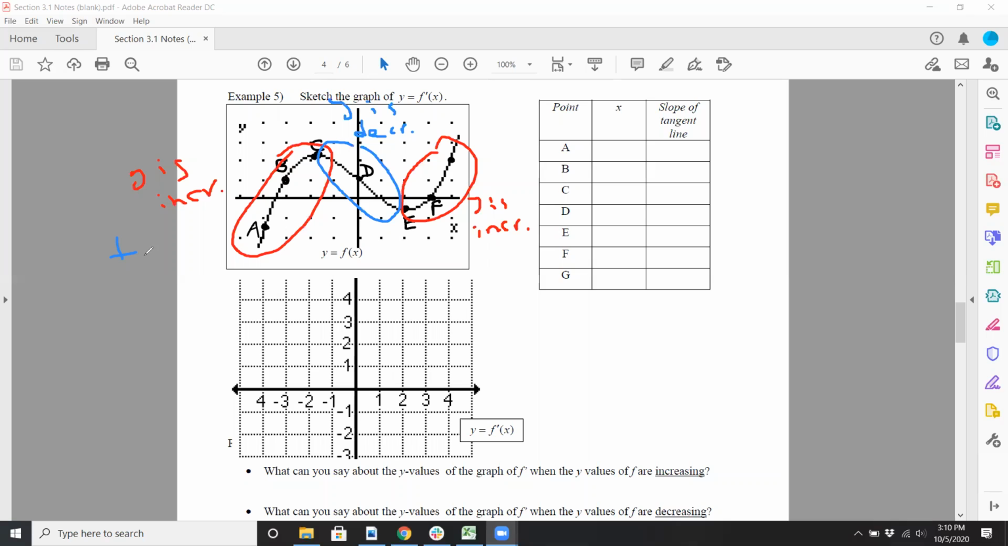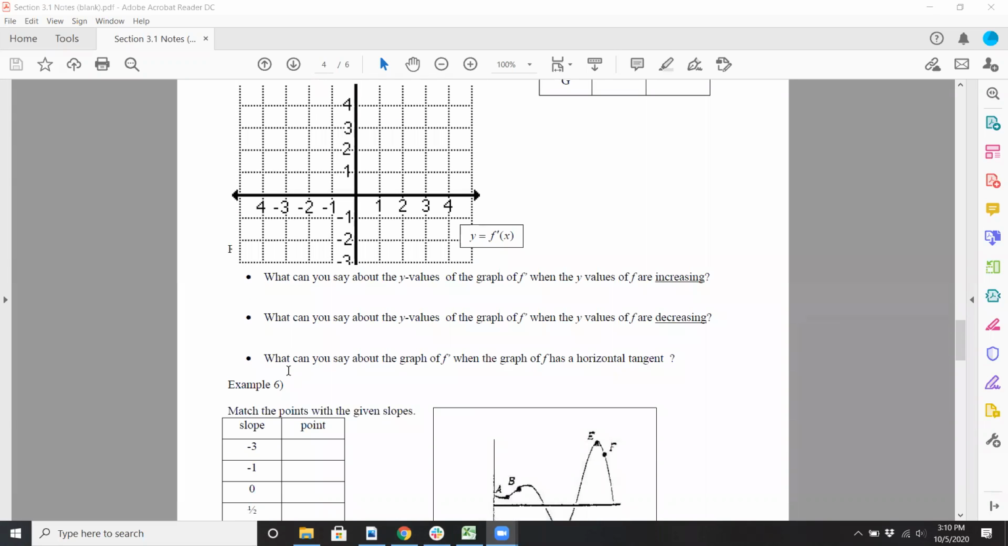These have positive f prime values here, likewise over here, because the slopes are positive for the tangent lines. And remember, the slope of the tangent line is a derivative. And these had negative f prime values. So going back to those bullet points again, what can you say about the y values of the graph of f prime when the y values of f are increasing? F prime is going to be positive.